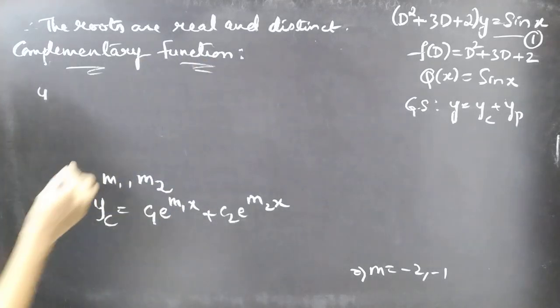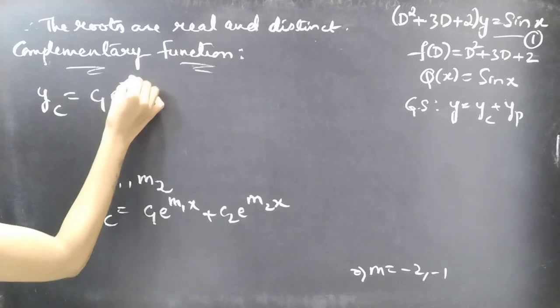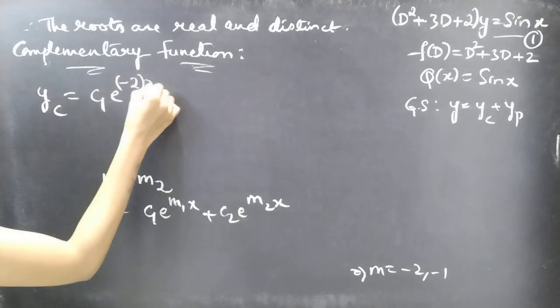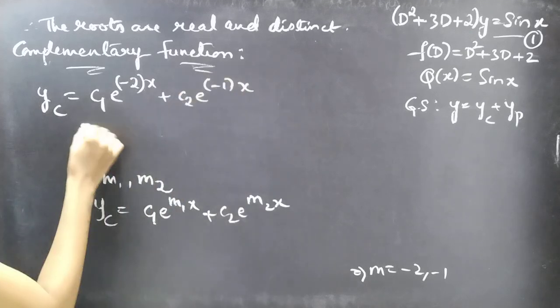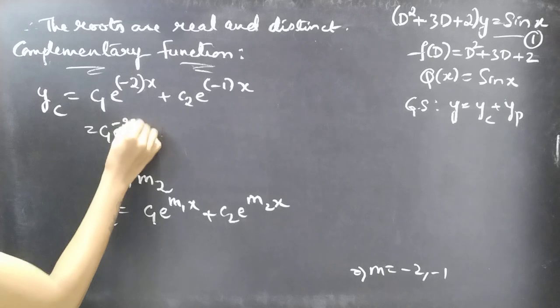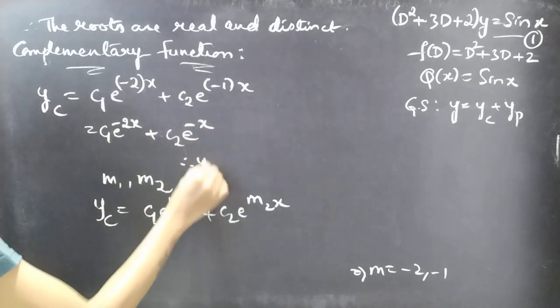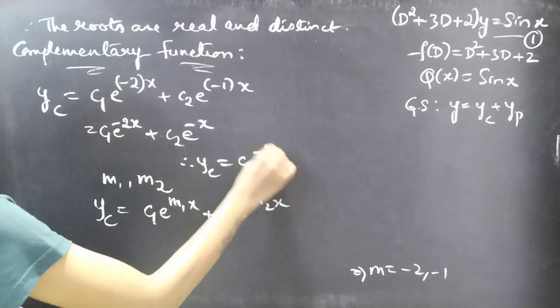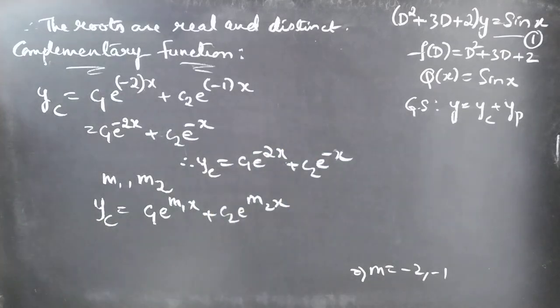y = one constant times e to the power of one root, say -2, times x, plus another constant times e to the power of the other root times x, which gives us c1 e^(-2x) plus c2 e^(-x). Therefore, yc = c1 e^(-2x) + c2 e^(-x).